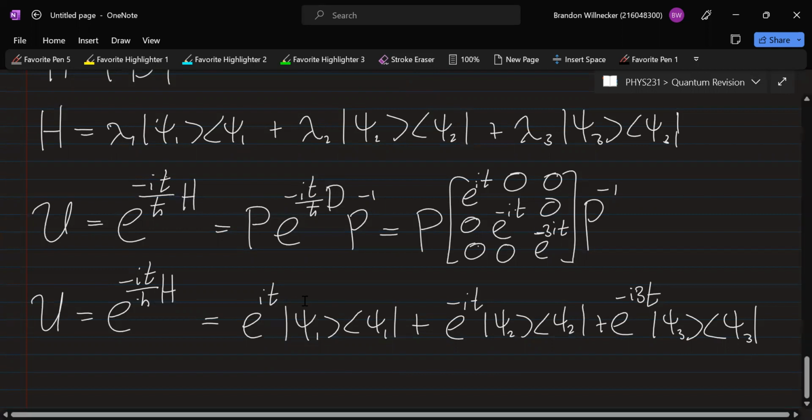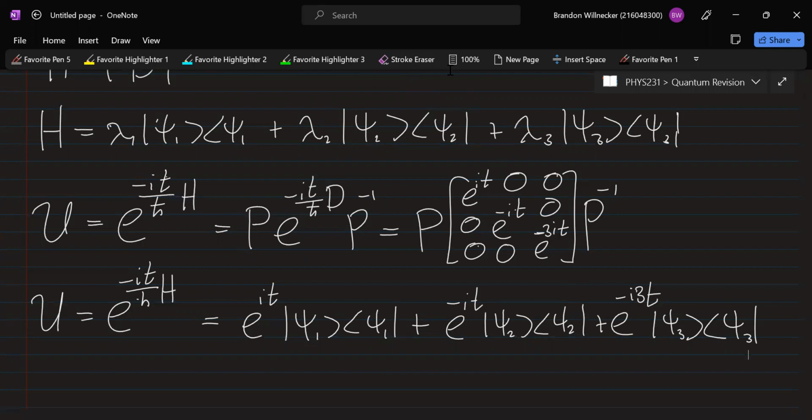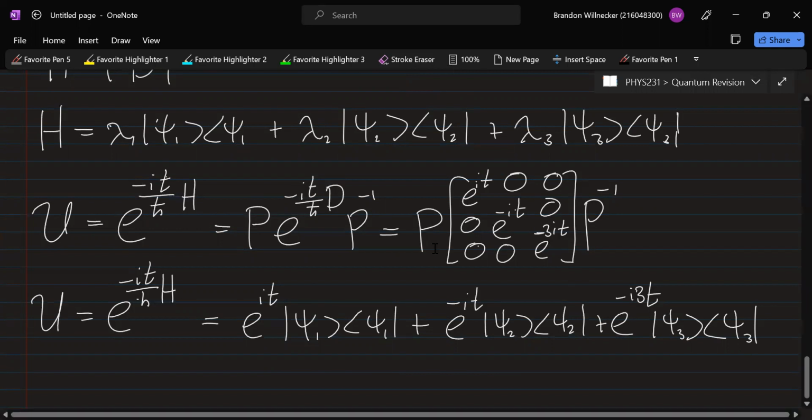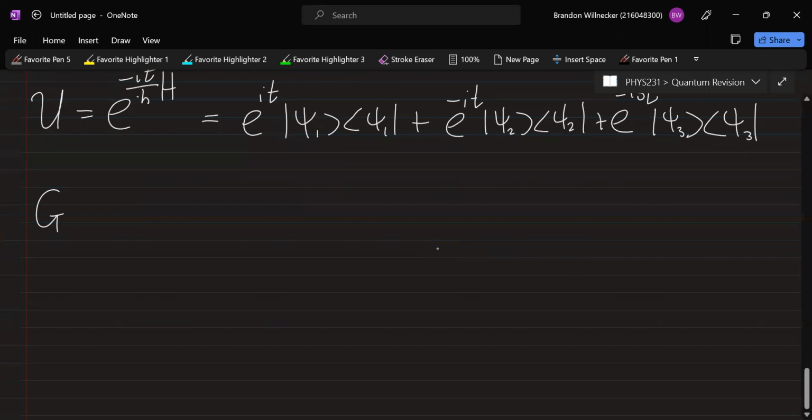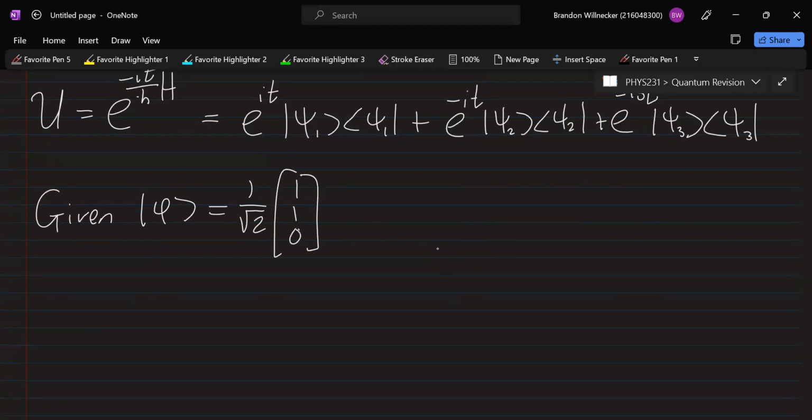Okay, so now that we have our unitary time evolution operators, we can then time evolve a given state. Let's say we have the state phi. Given state phi is 1 over root 2, (1, 1, 0). Find U, the time evolved state, let's call that phi prime.